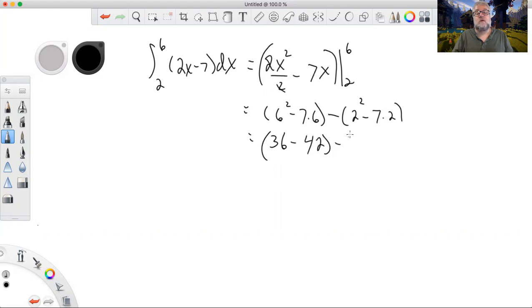It's always important to keep them in parentheses so that you don't miss the negative sign error that might happen if you get rid of these parentheses. 36 minus 42 is minus 6. 4 minus 14 is minus 10, so that'll become a plus. That'll be 4. So anyway, that's an indefinite integral.